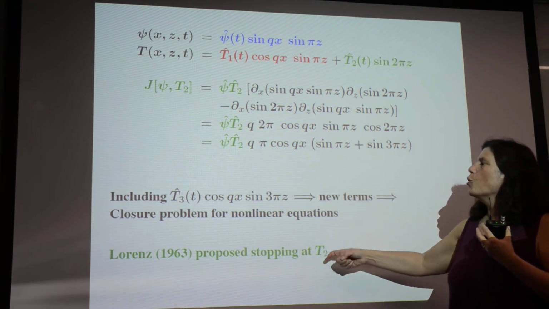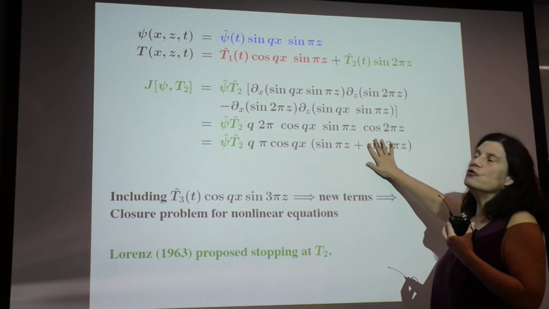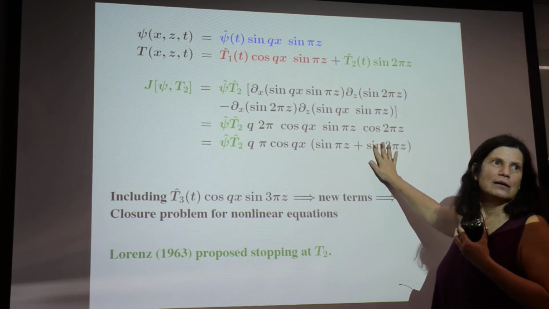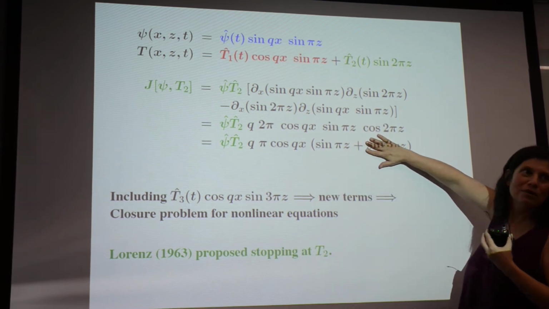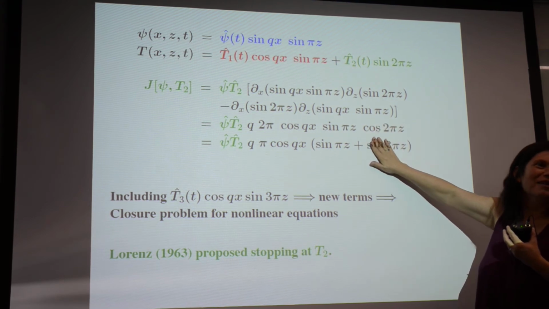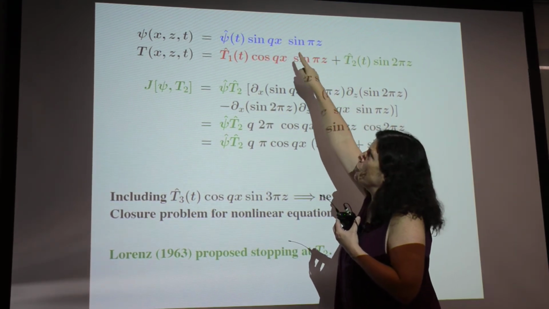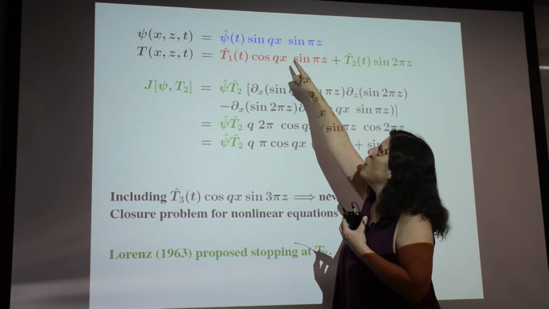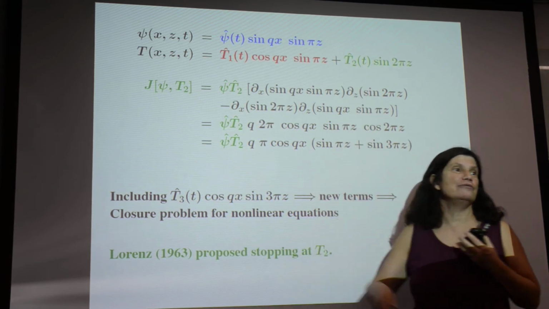Okay, so what Lorenz did, in 1963, was say, okay, let's ignore this term. Just forget it. Really, it's no more than that. Let's just forget this term. We have to stop somewhere. Let's just stop now. Okay, so the new functions are going to be the original psi function, the old t function, and a new t function.